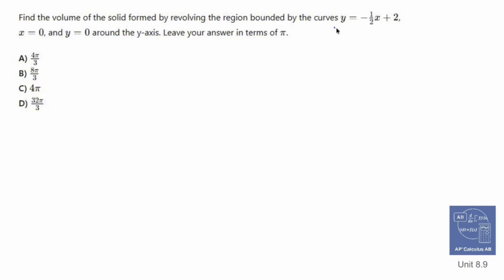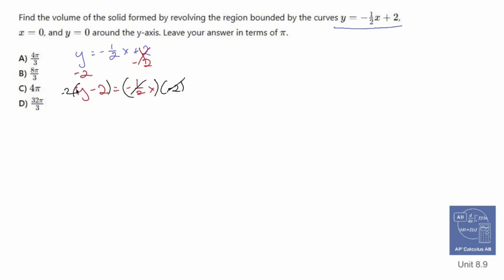Well, if we're doing the y-axis, we need to solve for x. So that's going to be step number 1. Y equals negative 1 half x plus 2. Solving for x has me subtracting 2 first. So that gets me y minus 2 equals negative 1 half x. Let's multiply both sides by negative 2, using the distributive property. Negative 2y plus 4 is going to equal x. So let's write it out that way.